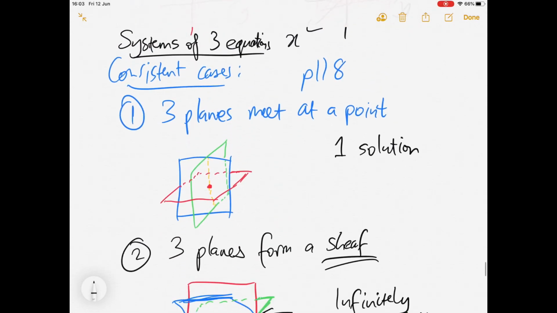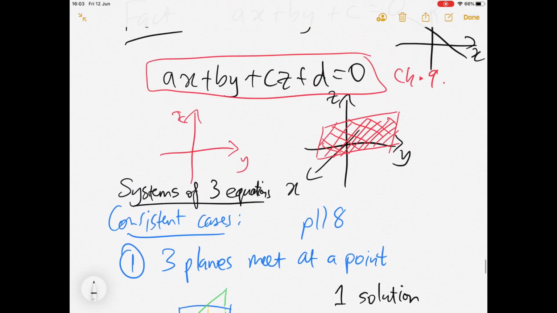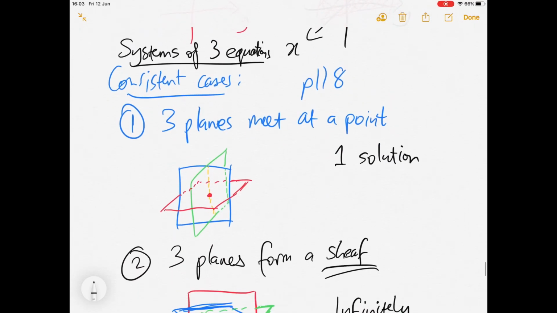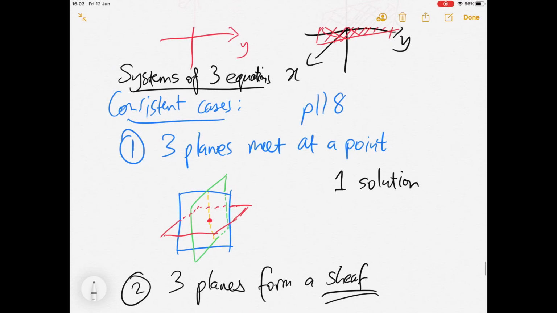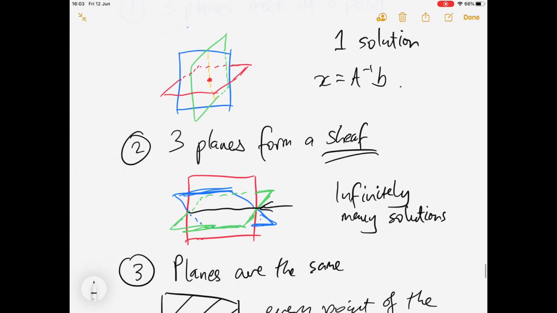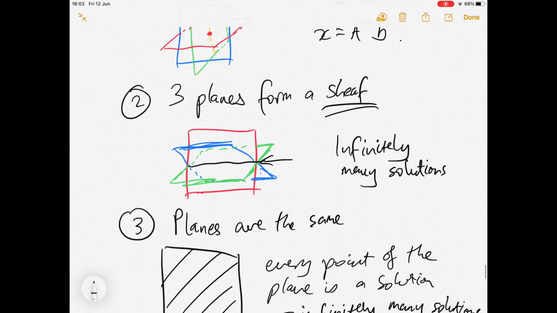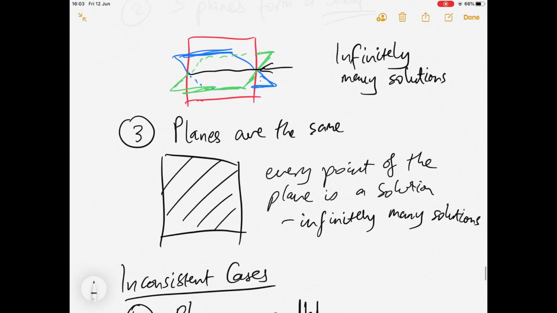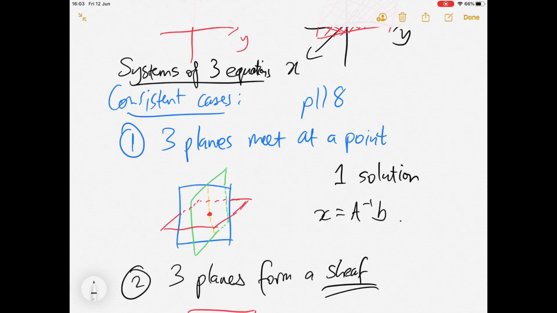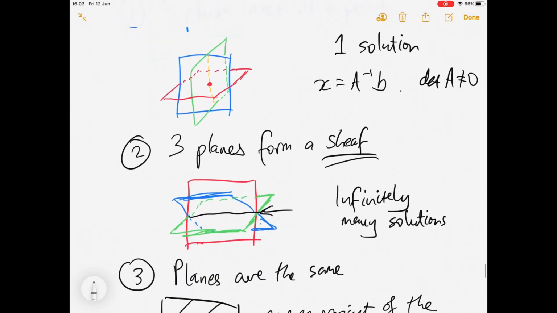Well, first of all, does it have a solution? If you solved it and you got one solution using the inverse matrix, you're definitely in the first case. So in this case, the one solution is given by x equals A inverse b. If you couldn't do that, because, for example, the determinant is 0, you're in one of the other cases. So in this case, the determinant of A is non-zero, A inverse exists.